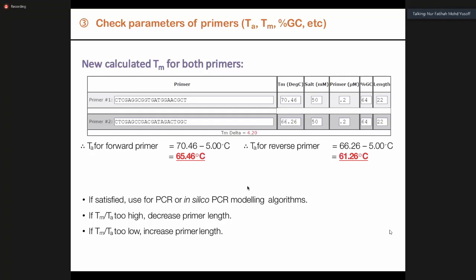Okay, so my question is, let's say you use a program to design the primer. Now looking at the temperature, if it is too high, you can decrease the primer length. If it is too low, you can increase the primer length. Can you extend the primer sequence although you have used a PCR primer program to design the primer? Do you get my question?